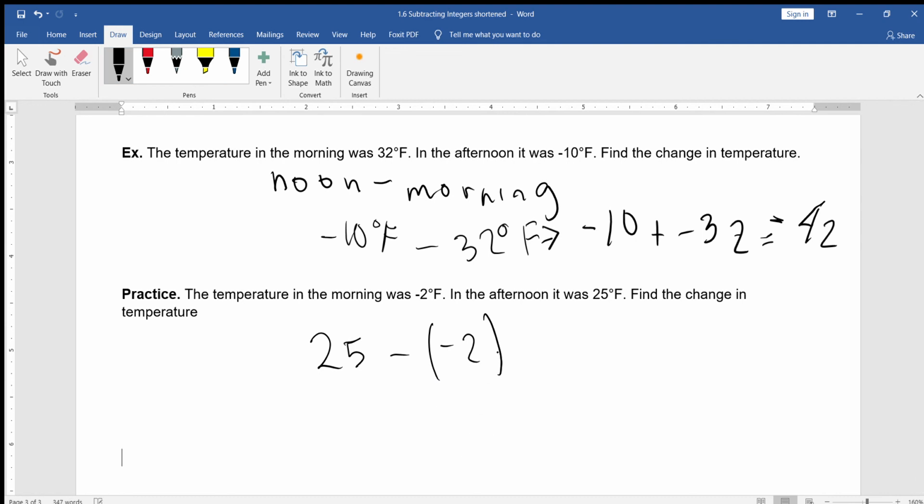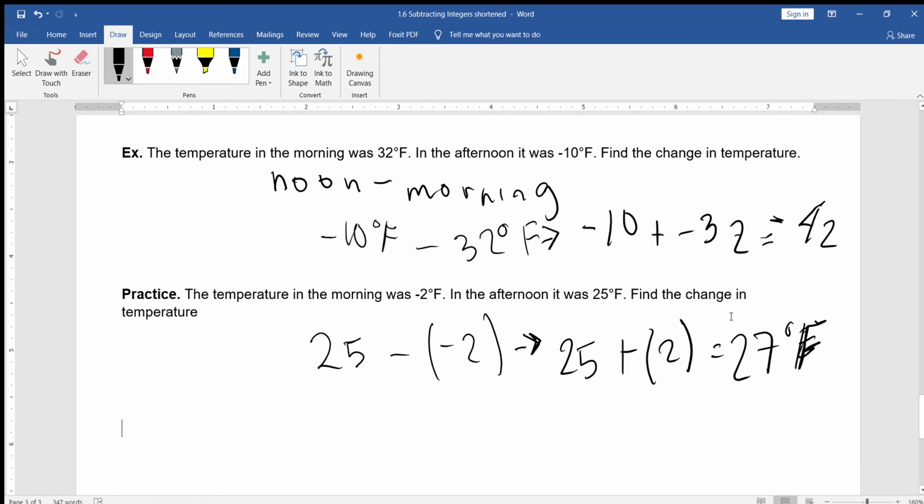Okay, change this minus problem to an addition problem, and we're going to get 25 plus, what's the opposite of negative 2? Positive 2. So your final answer is 27 degree Fahrenheit, or you can just put 27. Either one is correct. Hopefully you follow along for this video. That's it for today. Good luck.